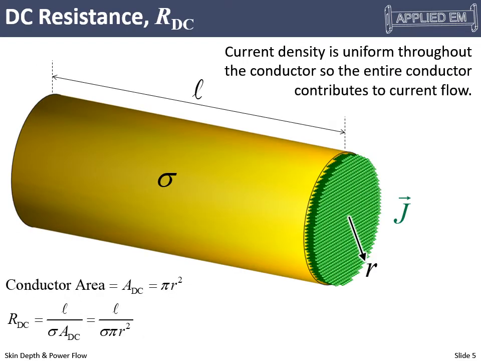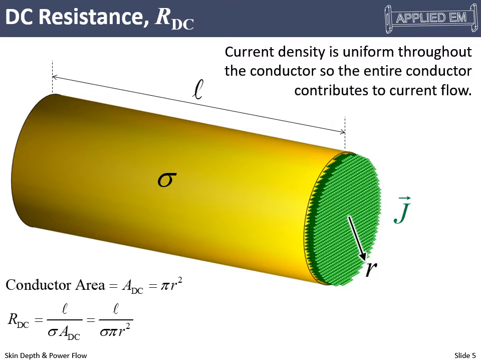At DC, we're not talking about waves, and this is something we discussed in electrostatics. And so the current tends to distribute itself evenly throughout a conductor. So here we're looking at a conductor of some conductivity sigma, and the green arrows here are a way that I'm trying to visualize the current density, and it is uniform throughout the conductor. So if we look at the conductor area, it's pi r squared, where r is the radius of the conductor.